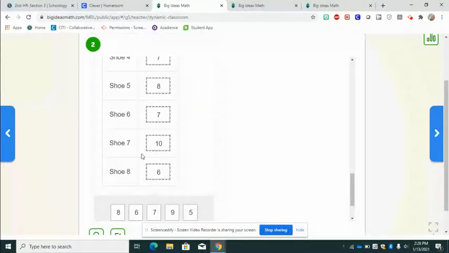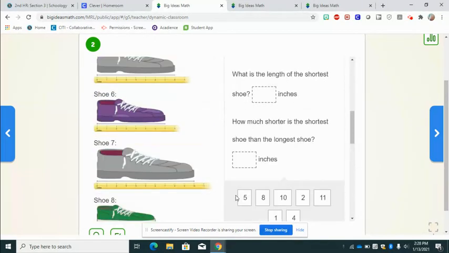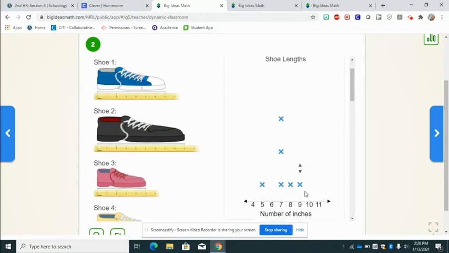Okay, then we're going to do shoe 7 and shoe 8. So shoe 7 is 10 inches long and shoe 8 is 6 inches long. So we need to do 10 and 6.